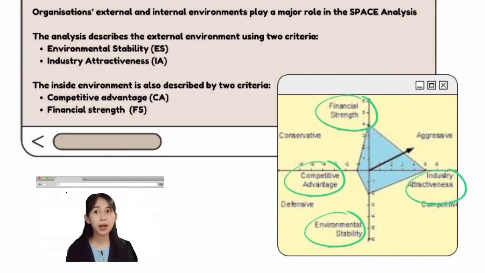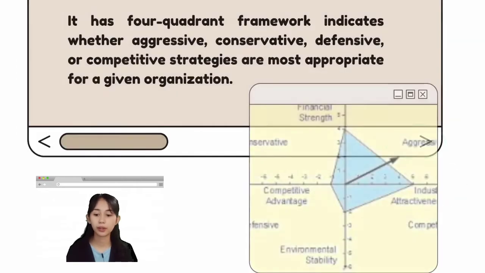Now, the inside environment is also described by two criteria. First, competitive advantage. Second, financial strength. Competitive advantage is influenced by the following factors like market share, product quality, product life cycle, innovation cycle, customer loyalty, and vertical integration. While financial strength is influenced by the following indicators: return on investment, liquidity, debt ratio, available versus required capital, cash flow, and inventory turnover.